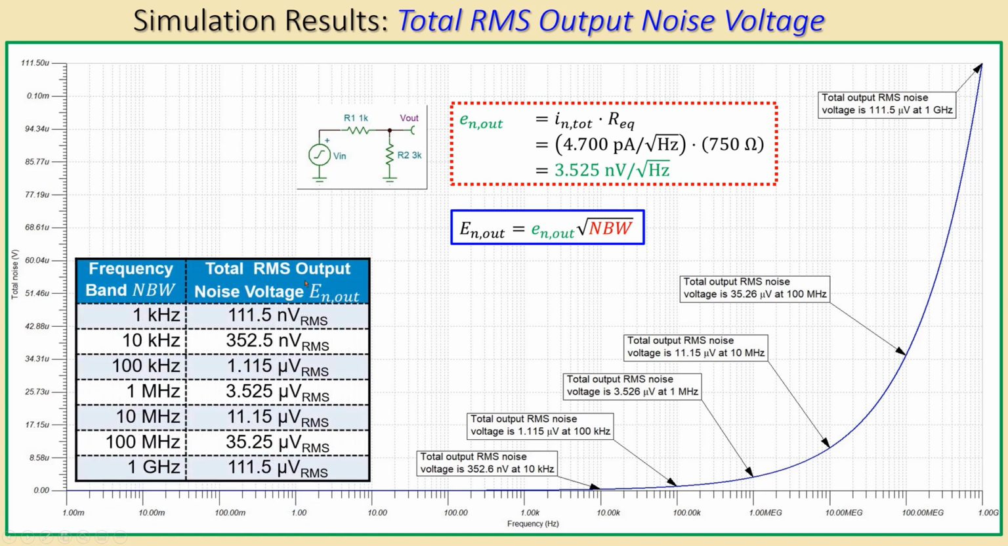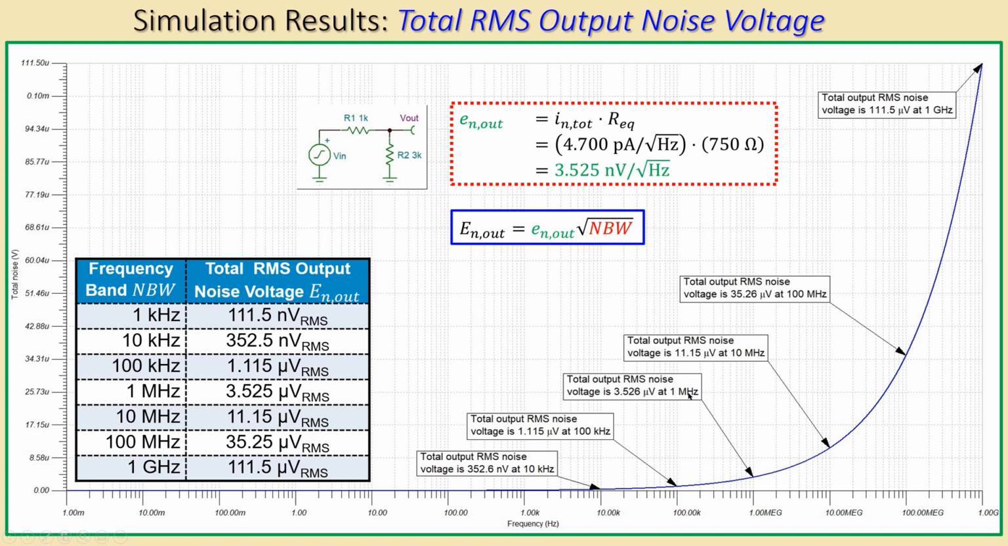We have already discussed this. But let's look at, for example, the 10 kilohertz here. 10 kilohertz was 352.5 nanovolts RMS. That's very close to this one, which is actually 10 kilohertz. If I look, for example, at 1 megahertz, that is then, of course, 10 times larger than this one.